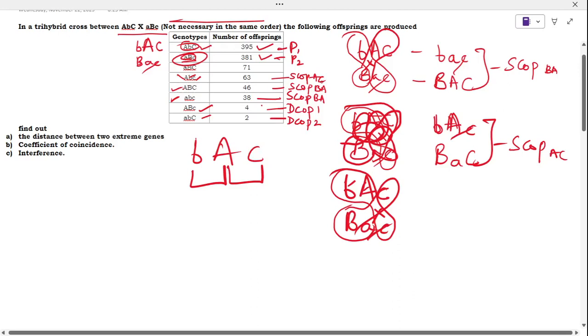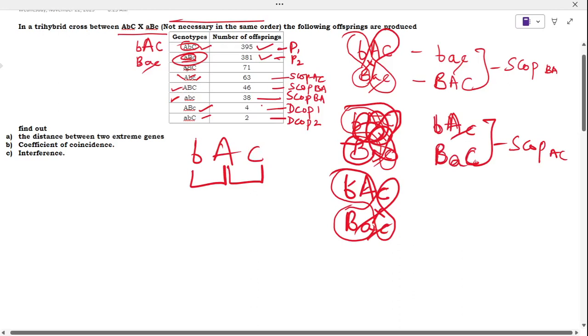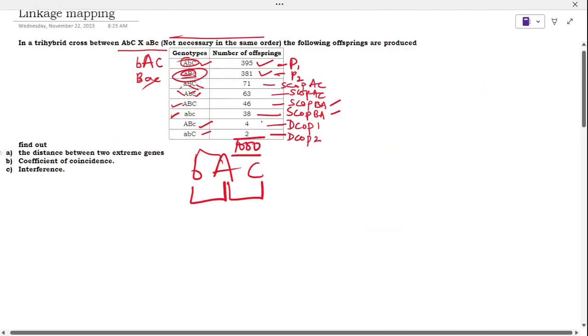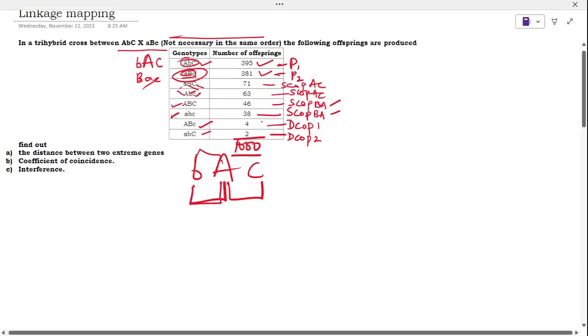One more combination, capital B, small a, capital C. So capital B is there, capital C is there, small a is there, single crossing over product AC. Understand? So we already found the pattern of arrangement of genes on the chromosome. Then we'll find the distance between BA first, followed by AC. Then we'll sum up BA and AC to calculate the distance between B and C, because B and C are the two extreme genes present here.